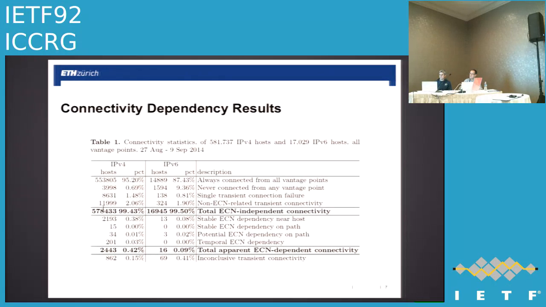But we can say that in 0.42% of the IPv4 cases and 0.09% of the IPv6 cases, there does appear to be something slightly more broken with ECN on the path where you do have to be there.